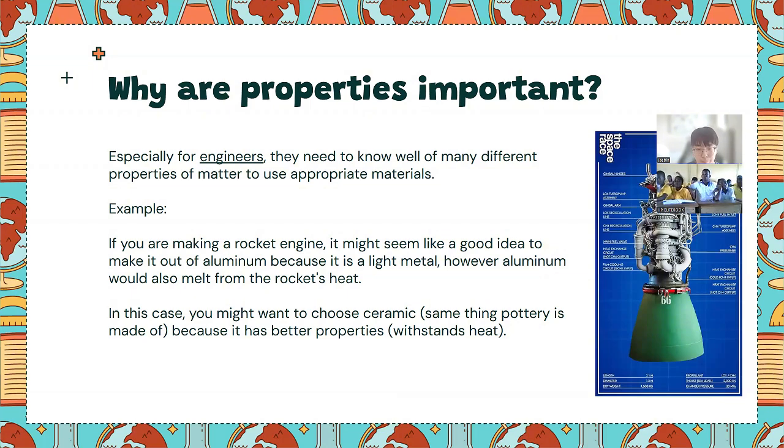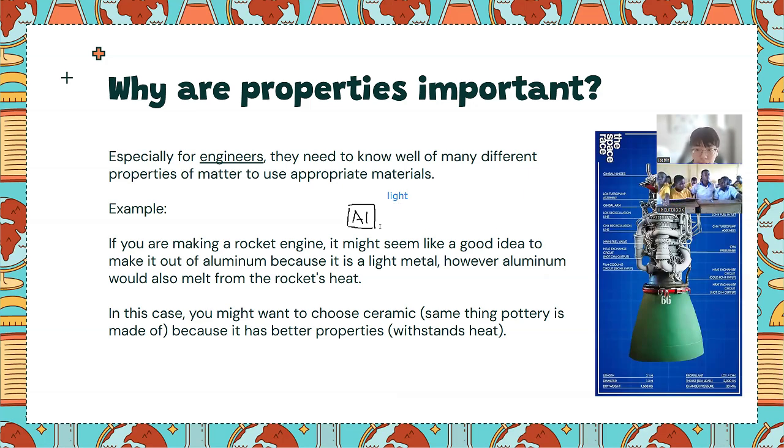This is a quite long example, but if you're trying to make a rocket engine, on the right, it might seem like a good idea to make it out of, for example, aluminum metal. It might be good to make it out of aluminum because it is a light metal. This metal is very light.